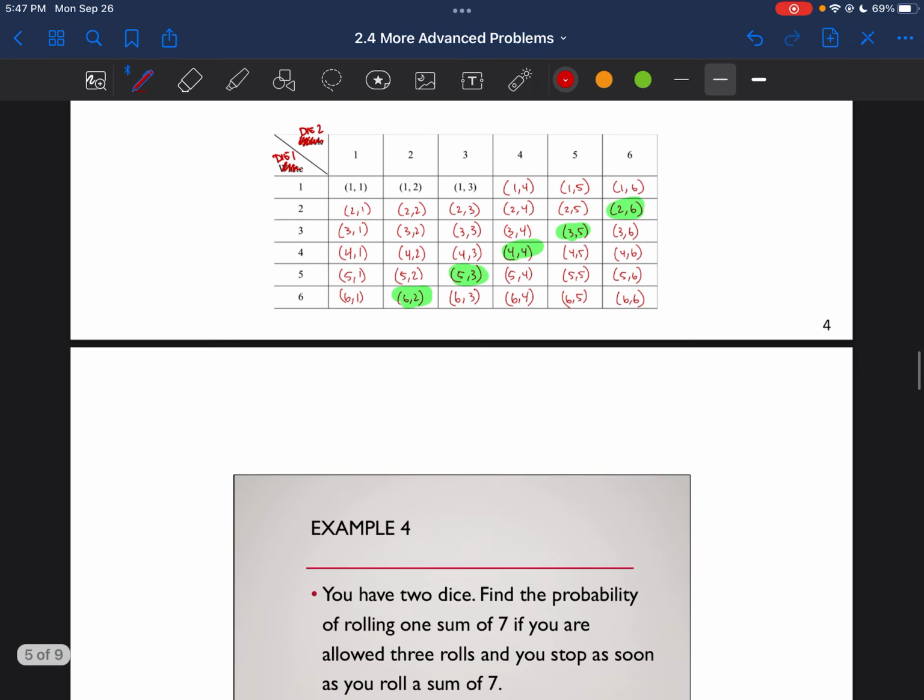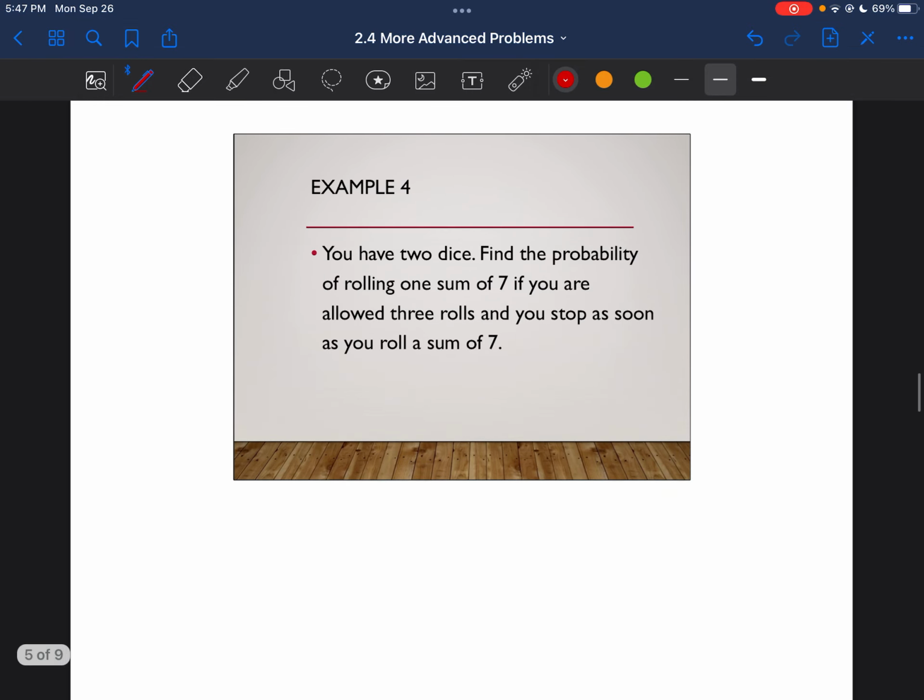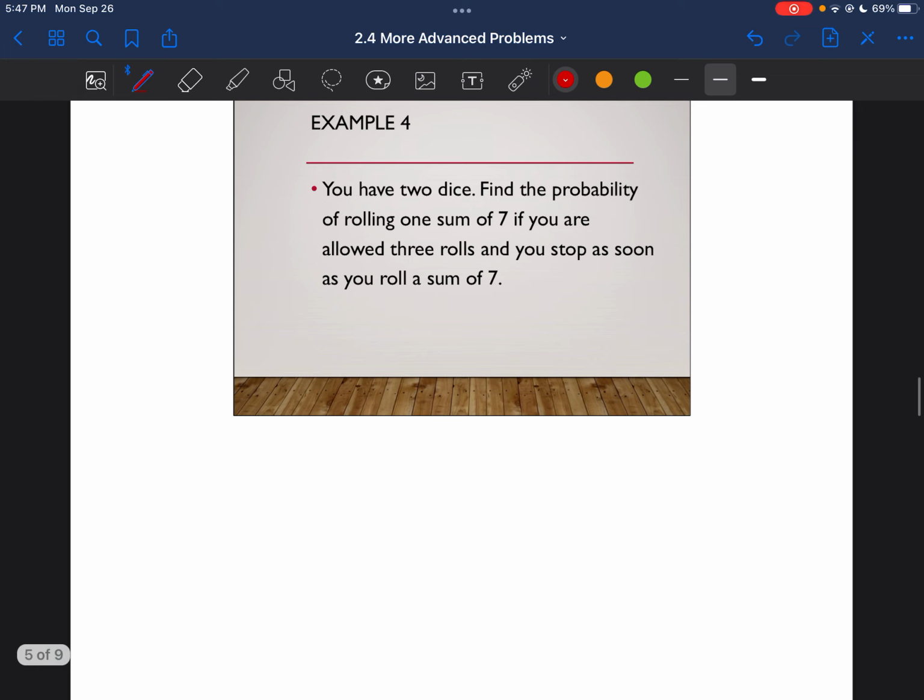All right, let's go ahead and try something that's a little bit different from that one. So we have 2 dice. We want to roll the sum of a 7, but we're going to stop as soon as we roll the 7. So we get 3 rolls to do it, but we're going to stop as soon as we get a 7. So the way that this could go down is I could roll a 7 on the first one, and then I would stop. Or it could take me 2 rolls. It could take me that I get a 7 on the second roll.